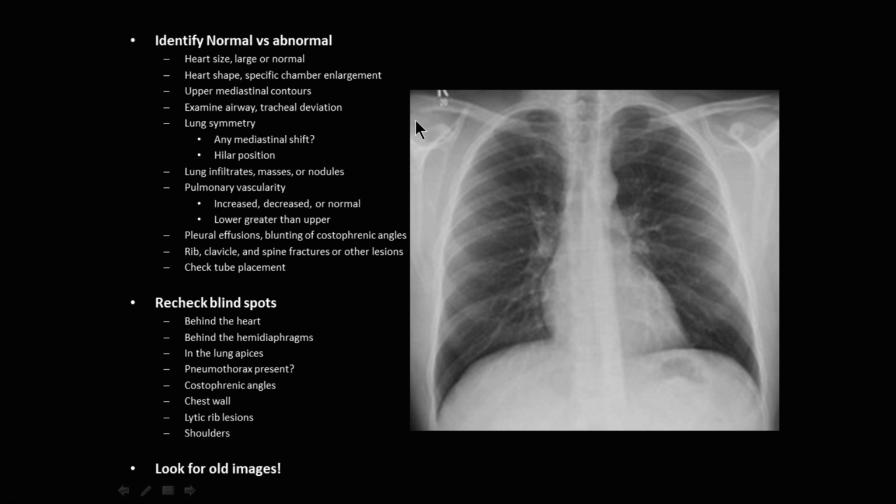And then the most important thing is you probably want to take a look and see, are there old images for this patient? Maybe some of these things that you're seeing were already there. And for a trauma X-ray, you want to know what's new, what needs to be treated immediately. And that's the beginning of how you take a look at a chest X-ray. We'll have part 2 that will explain more on some of these things and what they are and how to identify them.